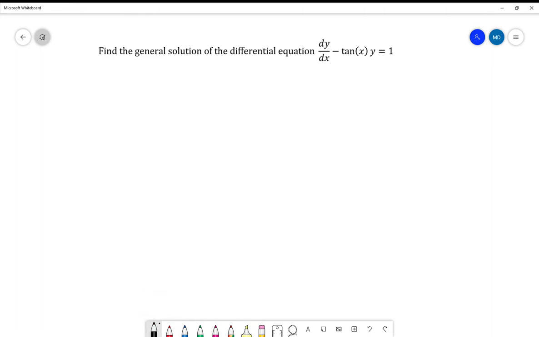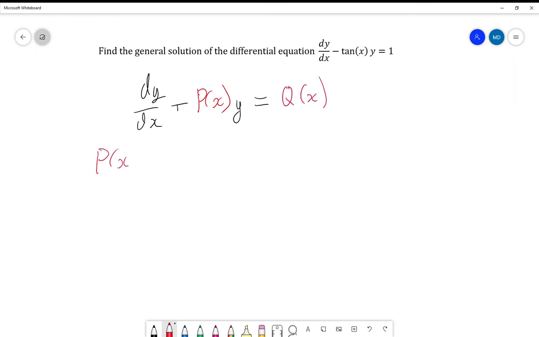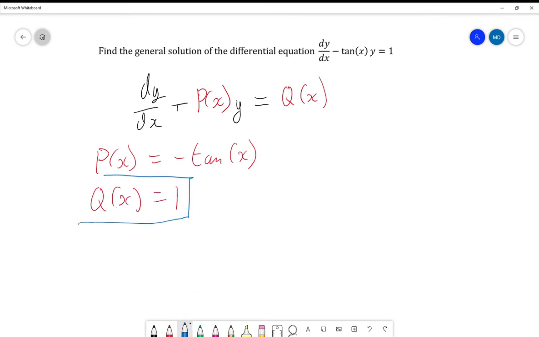So here we are. Let's find the general solution of the differential equation dy by dx minus tan x y equals 1. This is exactly the form we need, because the form we need is dy by dx plus p of x y to be equal to some q of x. And we have that p of x is equal to negative tan x, and our q of x is equal to 1. This bit is actually not particularly relevant at all. We can kind of just ignore that, but it's part of the definition.